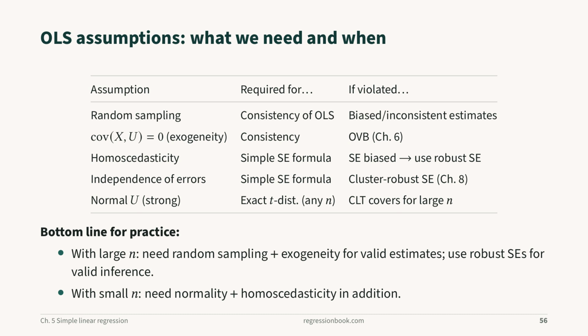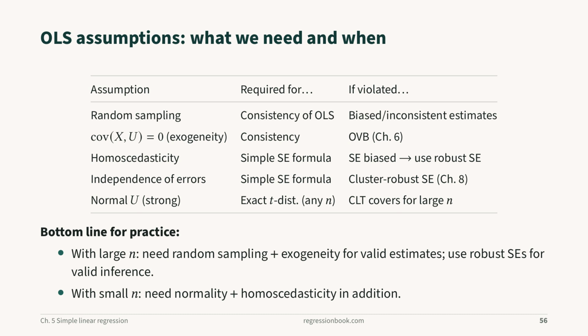This assumptions table is the chapter's spine, worth a slow read. Random sampling buys consistency. Its violation biases estimates. Exogeneity buys the causal reading. Its violation is omitted variable bias. Homoscedasticity and independence underwrite the simple standard error formula. Their violations call for robust and clustered standard errors respectively.